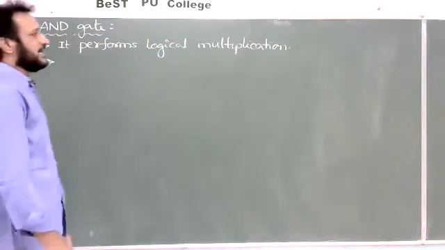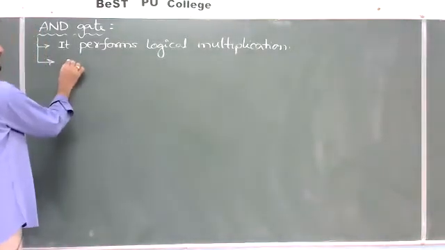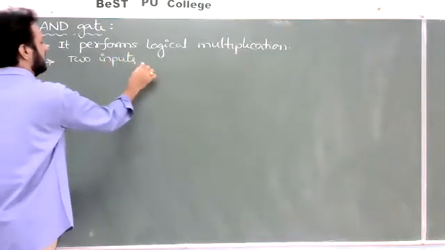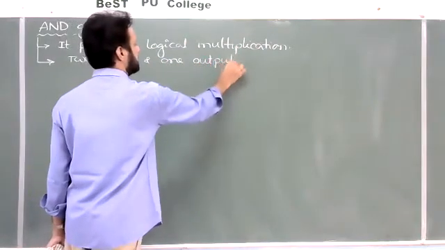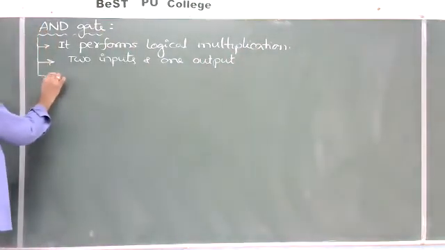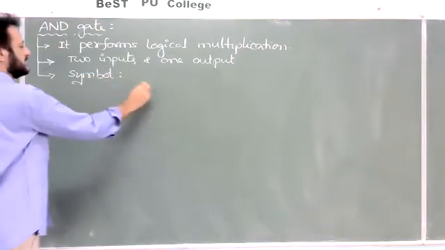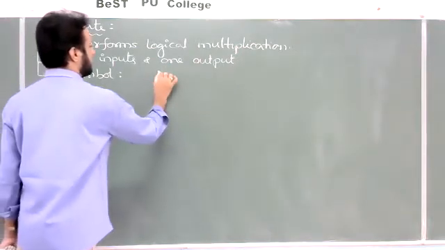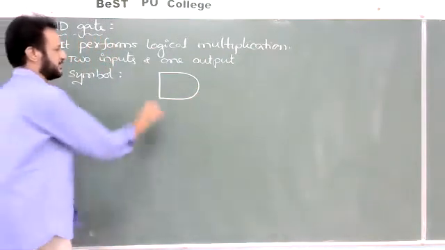Generally AND gate has 2 inputs and 1 output. I'll use the symbol of this one. What is the symbol of AND gate? I'll write the symbol like this, similar to the diode, but not a diode, a diode-like symbol I am drawing like this. It is the symbol of AND gate.